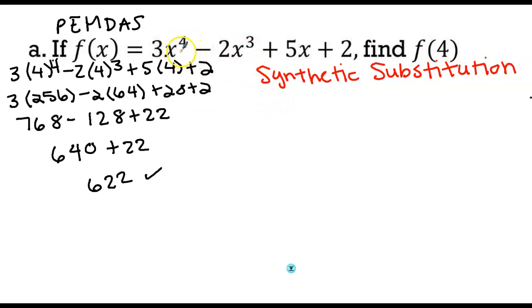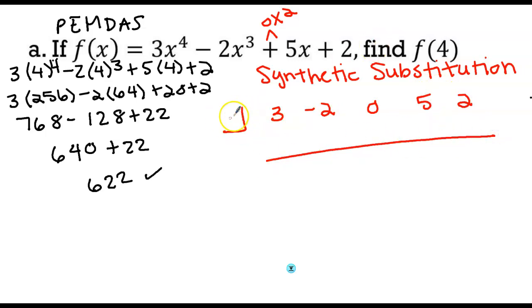So I'm going to set up my synthetic division making sure all my powers are there. Power 4, 3. I'm missing a power 2. So I have to add a 0, power 1, and then power 0. So let's see. I'm going to have 3, negative 2, 0, 5, 2. And in this little corner box, we always put what x is equal to. Well, if I was plugging in a 4, then that pretty much means x is equal to 4. So I don't have to change the value or anything on that one. Let's go ahead and start.